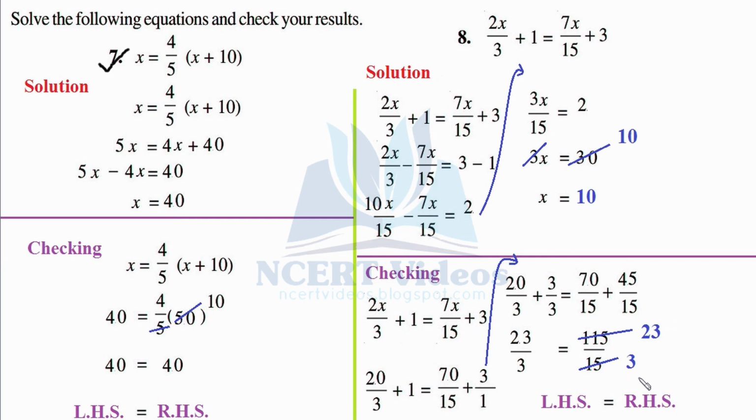Now when we observe it, we get 23 over 3, which is same as on left hand side 23 over 3. That makes left hand side equals right hand side. This proves that our solution that we have found as x equals to 10 is correct. This completes our question number 8.